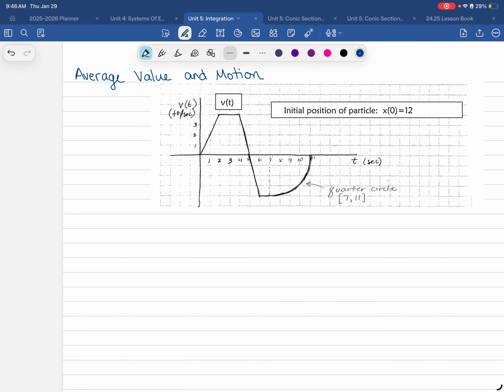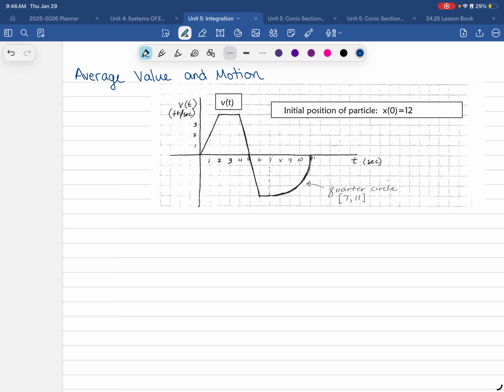All right, today we're going to be looking at average value in motion. This diagram that you see is actually the same diagram you're going to be using later on in a problem set. I just wanted to expose it to you early on so that you could get a look at it. So we have dealt with average rate of change quite a bit.